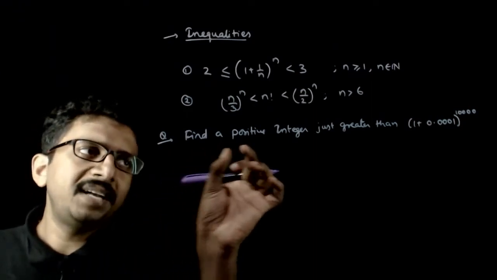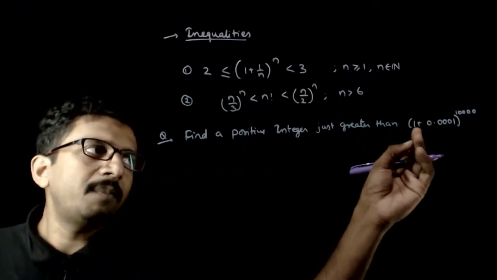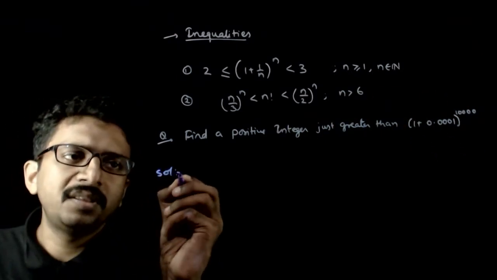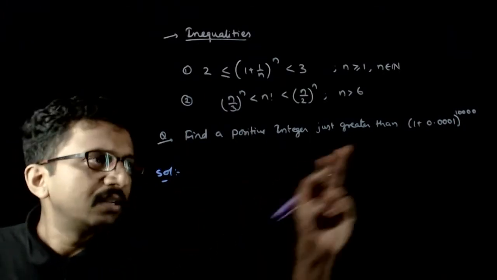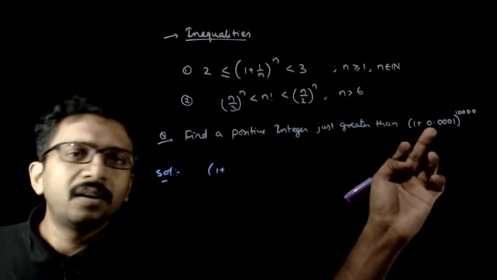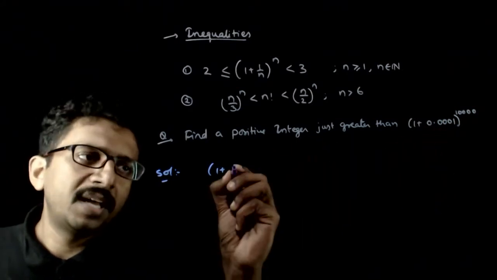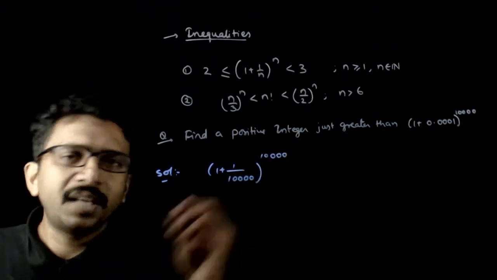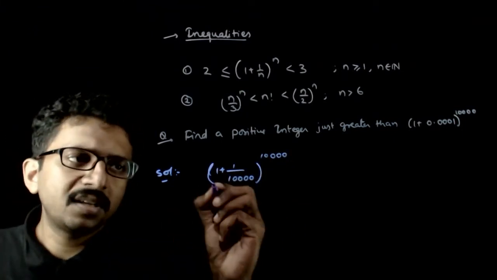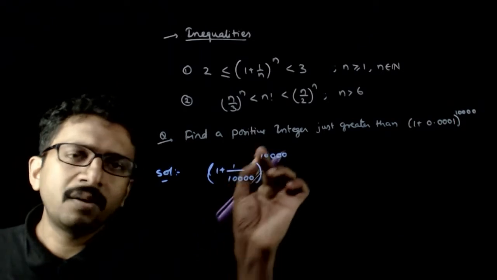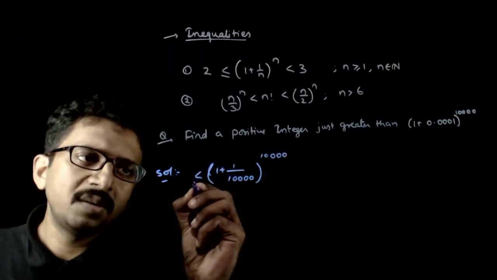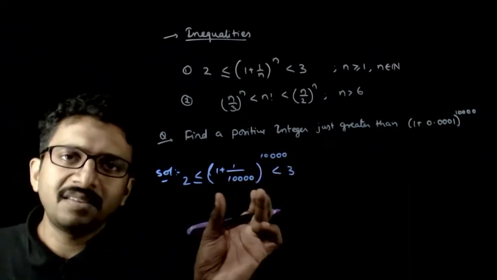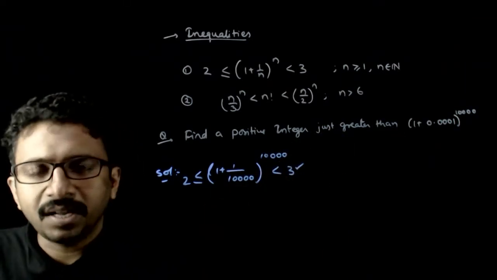Now, if you see a question, find the positive integer just greater than 1 plus 0.0001 whole power 10,000. Do you see some relation between this question and the results that we have? So 1 plus 0.0001 can be written as 1 plus 1 by 10,000 whole power 10,000. This expression is of the form 1 plus 1 by n whole power n. So we know that this is always in between 2 and 3. So what is the positive integer just greater than this number? 3 will be the right answer to this question.